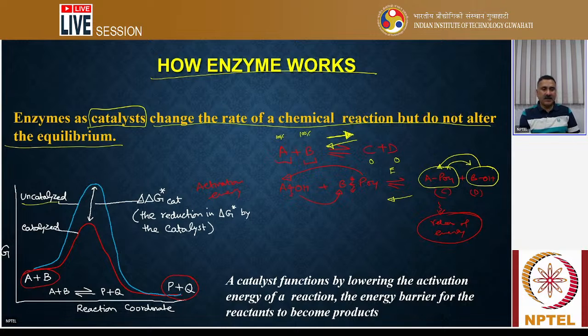So in an uncatalyzed reaction, the energy barrier is on the higher side, whereas if the enzyme is present, it reduces the energy barrier. That means it allows the easy crossing of A plus B to form P plus Q, and that is the mechanism by which the enzyme facilitates the conversion of A plus B to C plus D. So a catalyst functions by lowering the activation energy of a reaction, the energy barrier for the reactants to become the product.